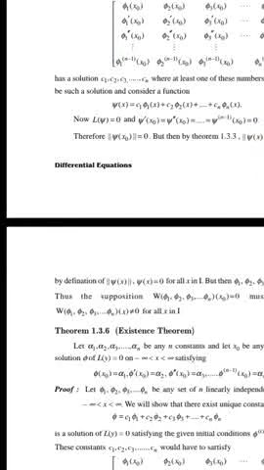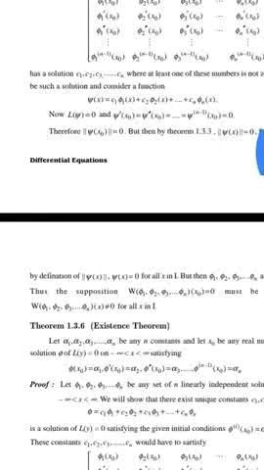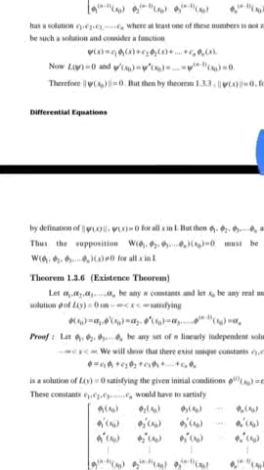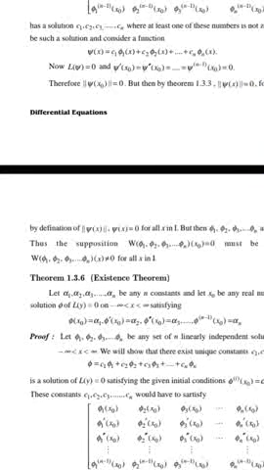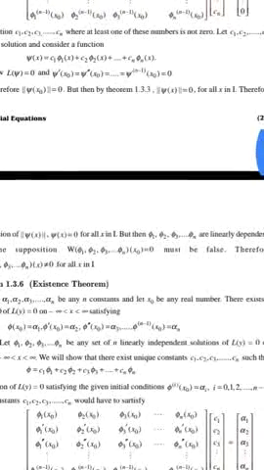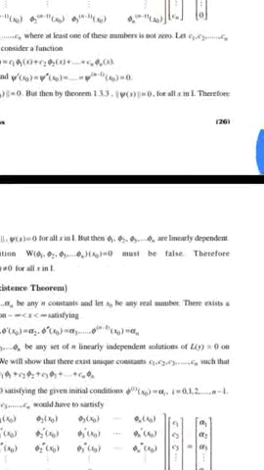Psi of x naught is equal to 0, psi dash of x naught is equal to 0, psi double dash of x naught is equal to 0, and so on, up to psi raised to n minus 1 of x naught is equal to 0. Therefore, the norm of psi of x naught is equal to 0. But then by the theorem, the norm of psi of x is equal to 0 for all x in I.